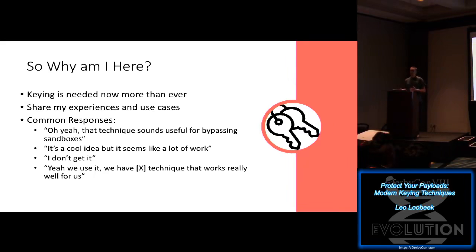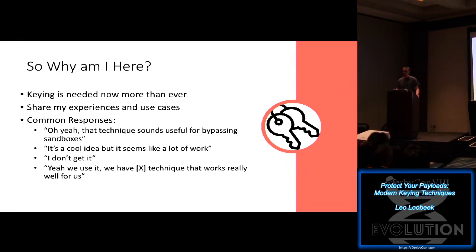So you're probably wondering, well, why am I here? Given the SpongeBob slide in particular, I think keying is needed now more than ever. We really need to protect our code that we're sending down to our targets. I've been using this now for about a year and a half, so I just figured I'd share some experiences and use cases. Most of you guys are probably smarter than I am, so hopefully this will help you come up with ways you can use it.